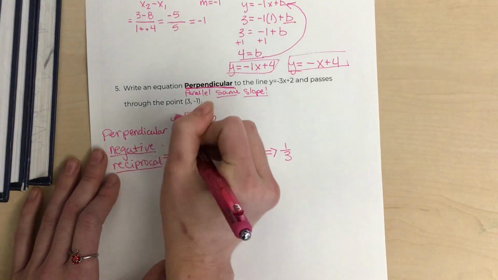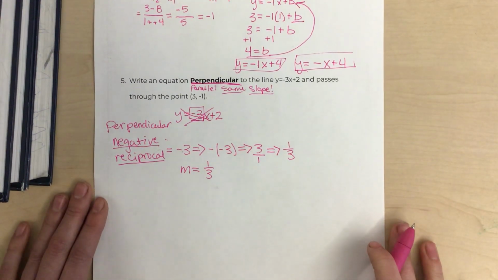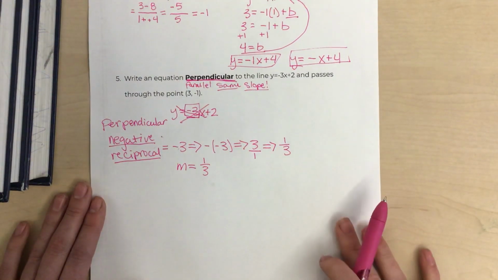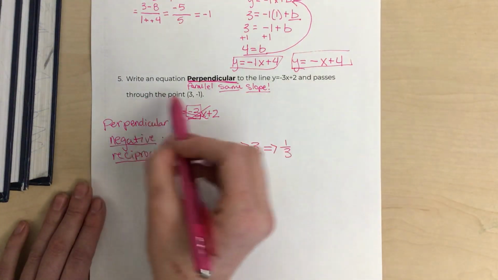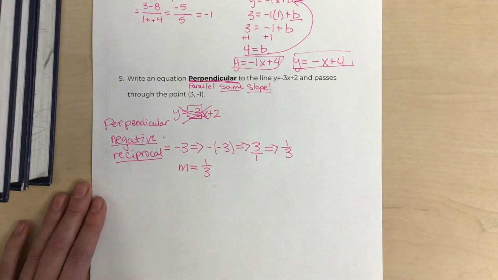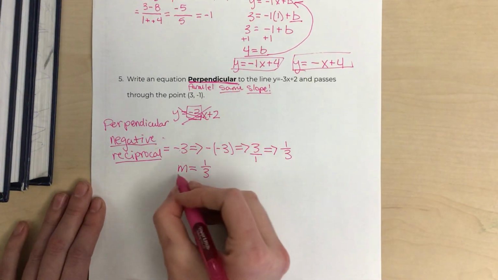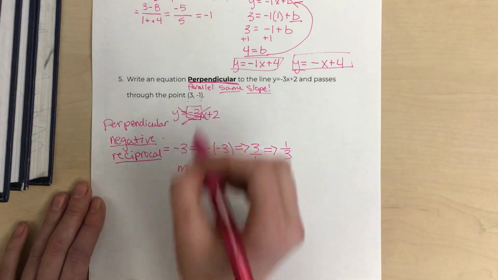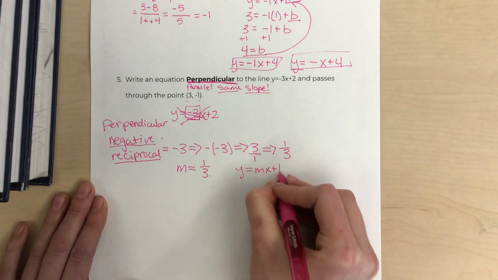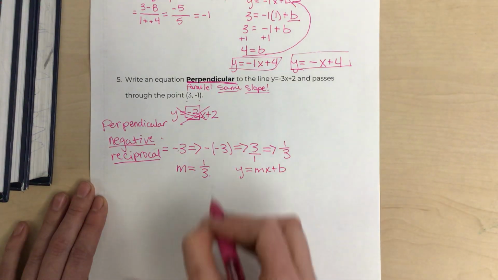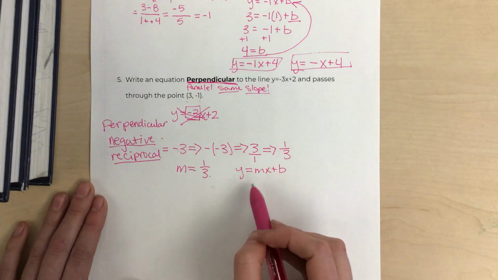Now, I don't need this equation anymore. All I needed it for was to figure out what my slope is going to be if I have a perpendicular line. Now, I want this line to pass through the point (3, -1). At this point, everything is the same as the last couple of problems we've done. I know I have a slope and I'm given a point. That means I need to use my slope-intercept form, y equals mx plus b, to plug in my slope and use my point to write the equation.